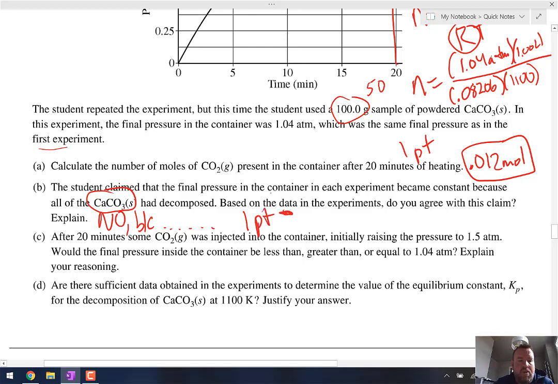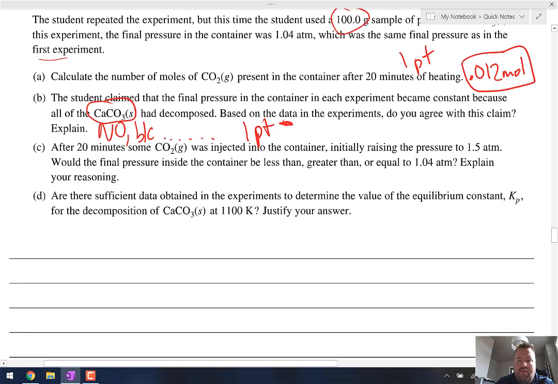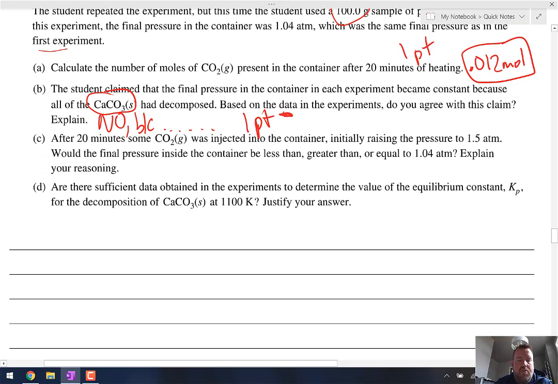Okay, after 20 minutes, some CO2 is injected into the container, initially raising the pressure to 1.5 atmospheres. So would the final pressure inside the container be less than, greater than, or equal to 1.04 atmospheres? So again, the final pressure inside the container. This is one of those cases where you're at equilibrium. We're basically starting with that same graph from above. So we're at 1.04, and then all of a sudden it jumps up to 1.5. And then we know when that happens, it's going to cause a shift back to the left. So the amount of CO2 is going to start to go down.